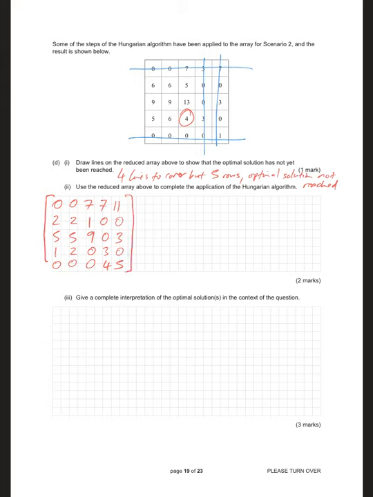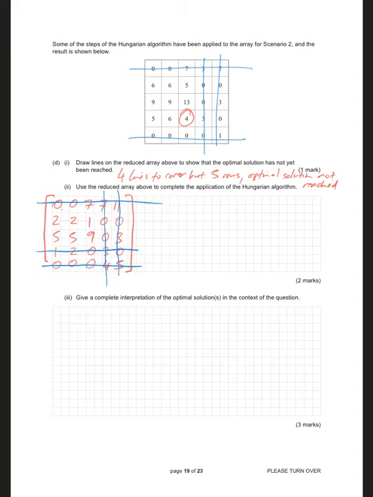Cover the zeros now. The most I can hit is 3. The next most I can hit is 2. The next most I can hit is 2. The next most I can hit is 2. The next most I can hit is, well, yeah, the 1, but I'm hitting 2. So I can select my zeros now.